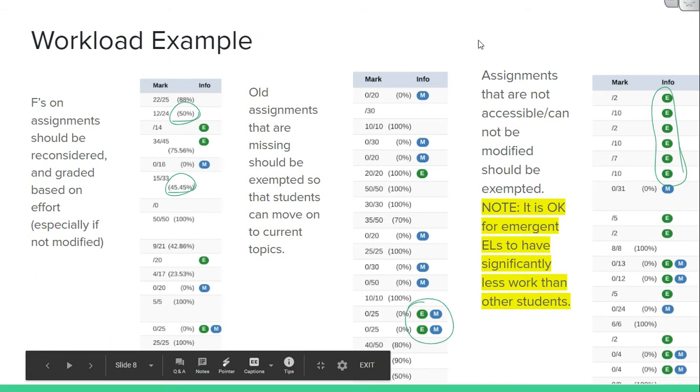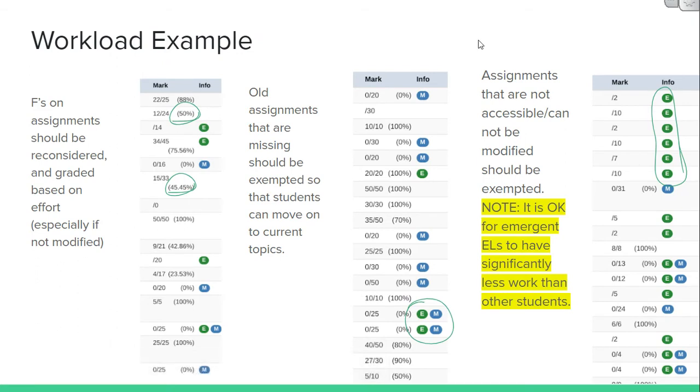All right, so here's an example of some workload from an emergent student. If you look to the left, I've circled some Fs that the student has received. So the Fs on these assignments, when you're going through the grade book for quarter one, reconsider the assignment and also think about, could you grade this based on their effort, especially if it was not modified with either a language translation or simplification of directions, or if it wasn't consulted with Danielle or I first.